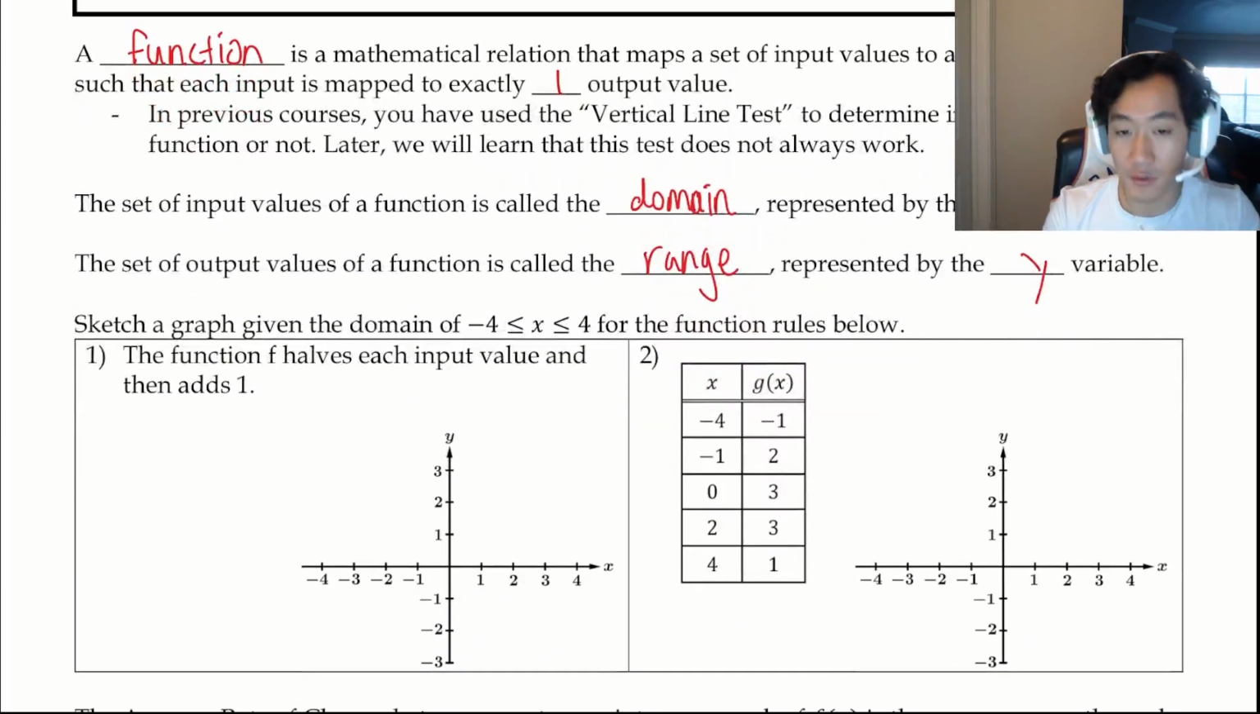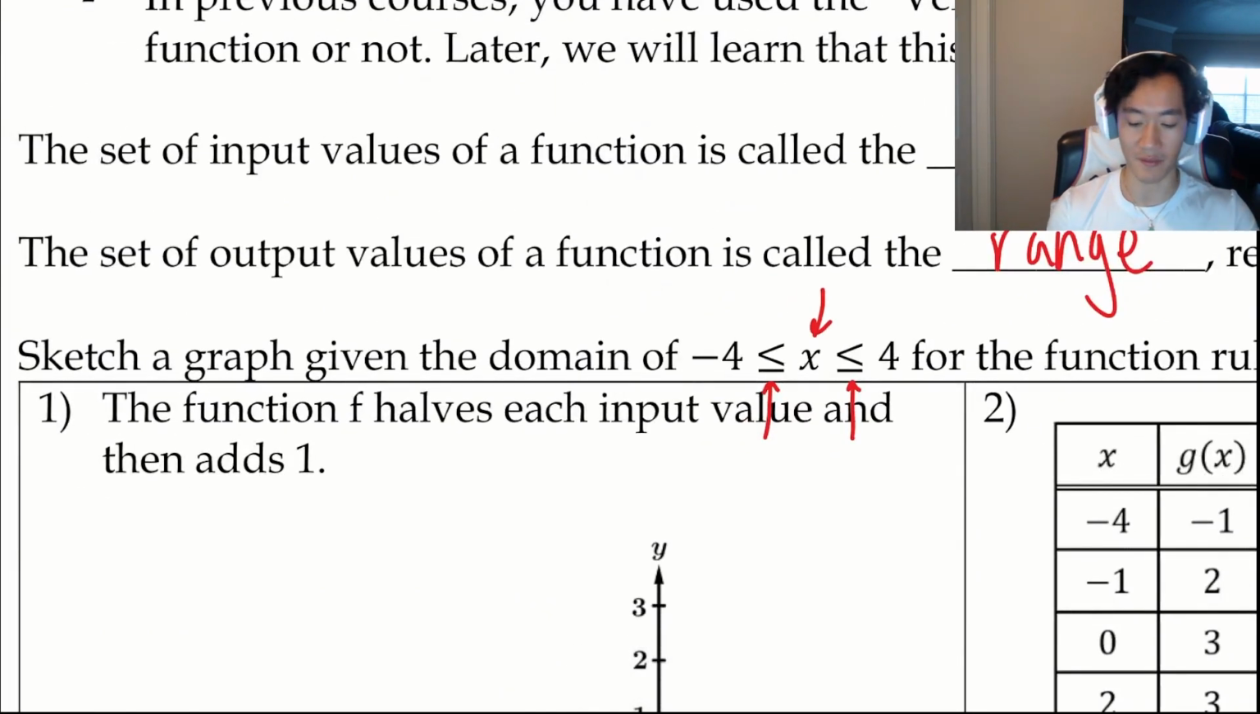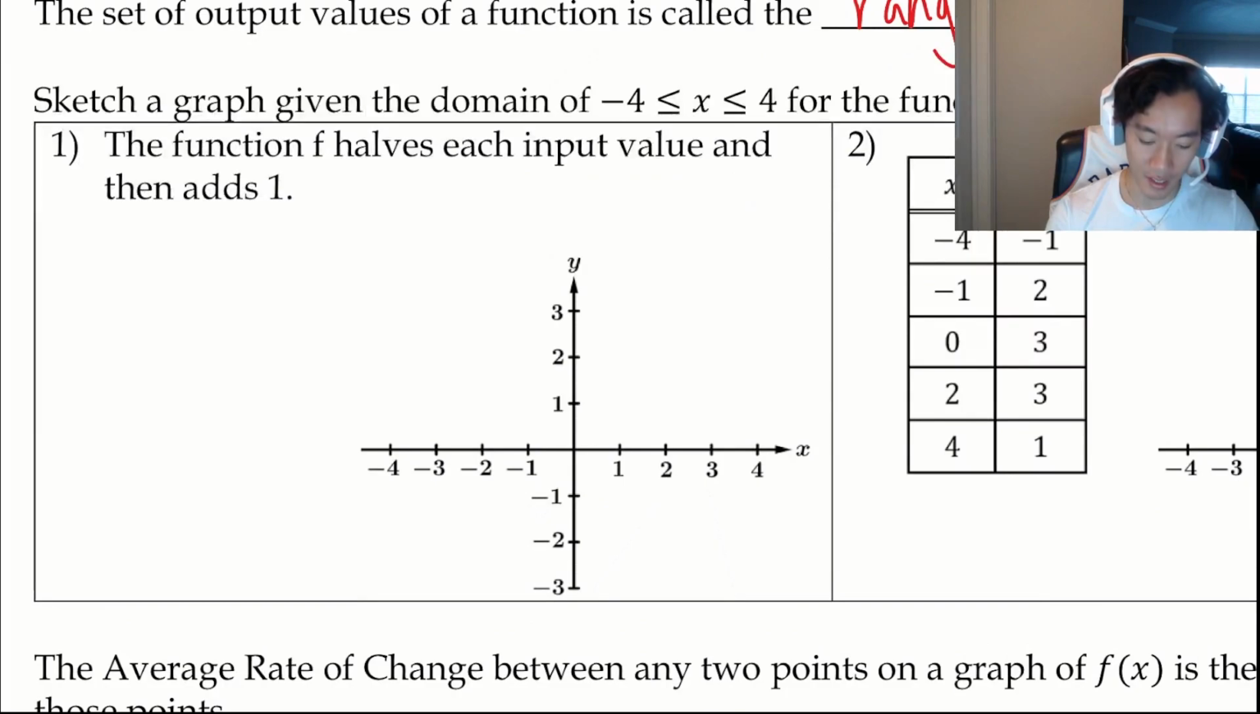Okay. And the next few examples here, they're asking us to sketch a graph given the domain of -4 to +4, right? And I'm going to emphasize this, right? This domain is using the x variable, and these inequality symbols are using the or equals symbol. So we might elaborate more on that once an example comes up that concerns those specific things. So let's see. This first one's asking us to sketch. So the function f halves each input and adds 1. So right now we're starting off with a domain restriction, right, based on this right here.